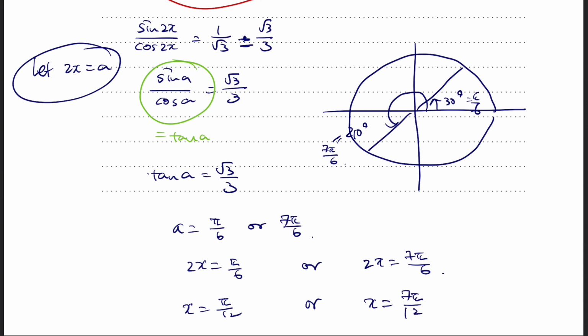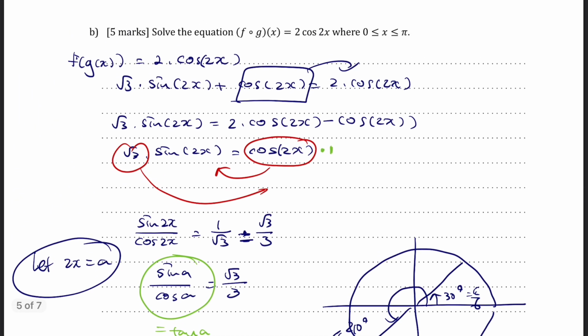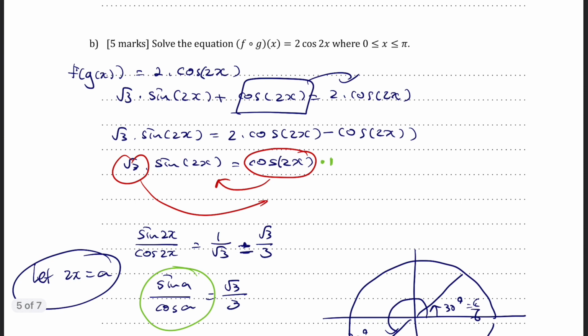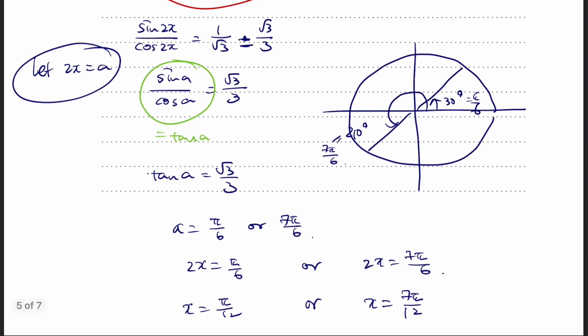And both of these values are less than pi. According to the question, we need to find the x values between 0 and pi. So the answers are pi over 12 or 7 pi over 12. Two answers.